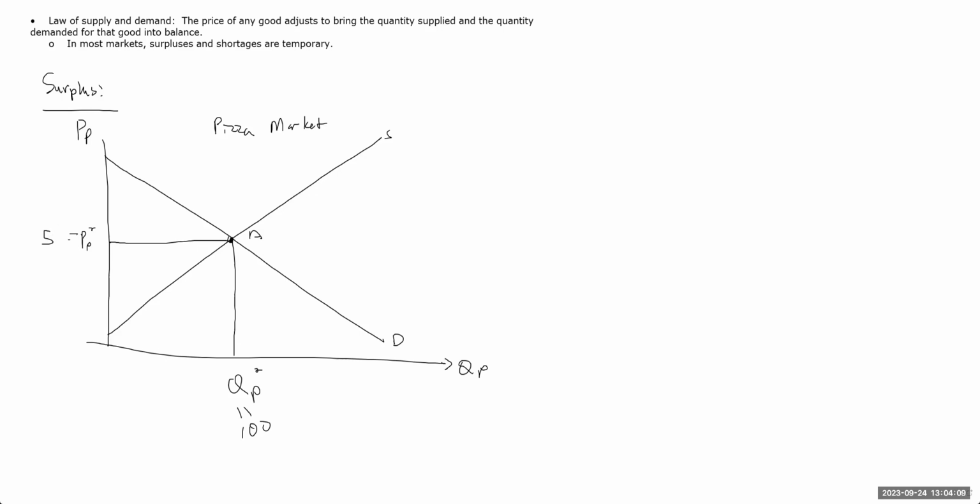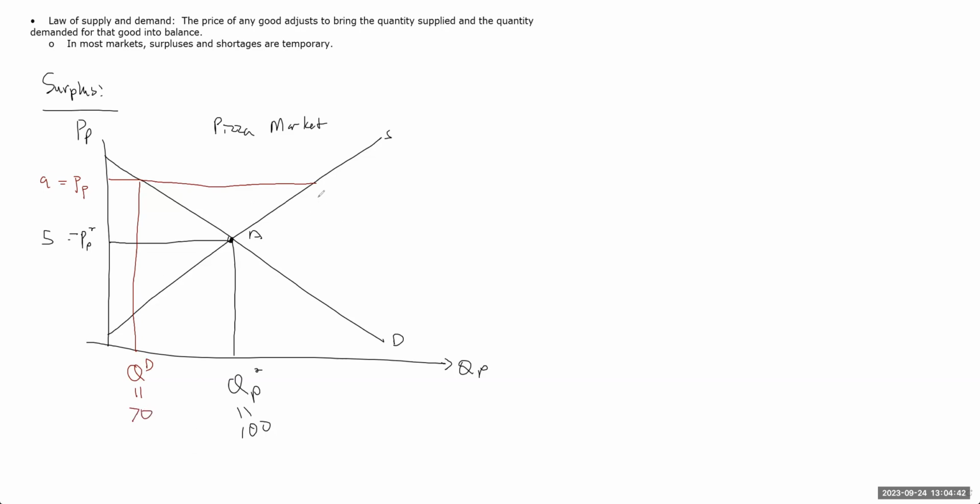But for whatever reason, let's say in the city, it's not like this. For whatever reason, the price is right here at $9 a slice. At $9 a slice of pizza, no grandmother, nobody is going to want to buy pizza. Quantity demanded is all the way down here. Instead of 100, it's like 30.